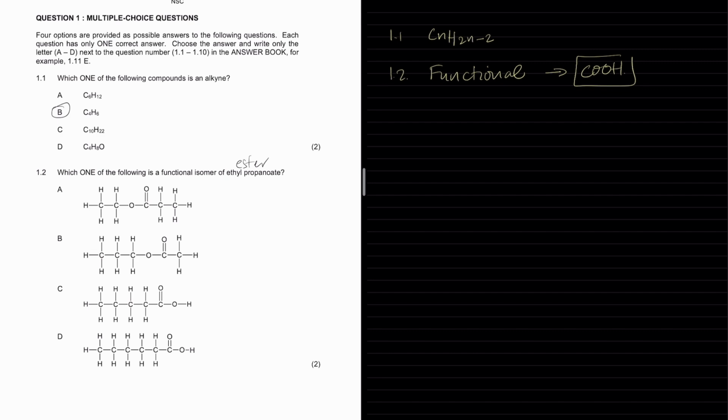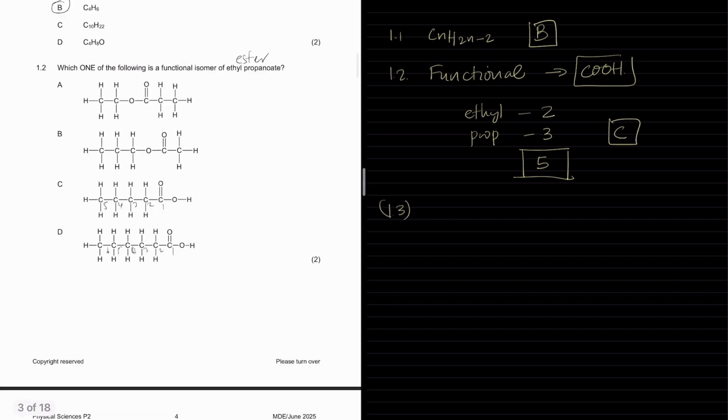Also, to help us along, ethyl has 2 carbons. Propanoate, coming from the word propanoic acid, has 3 carbons. And so we are looking for a carboxylic acid that has 5 carbons in total. If you go through our options, A is not our option, B is not, so we have C or D. C has 1, 2, 3, 4, 5. D has 1, 2, 3, 4, 5, 6. So the option we're going to choose is option C.